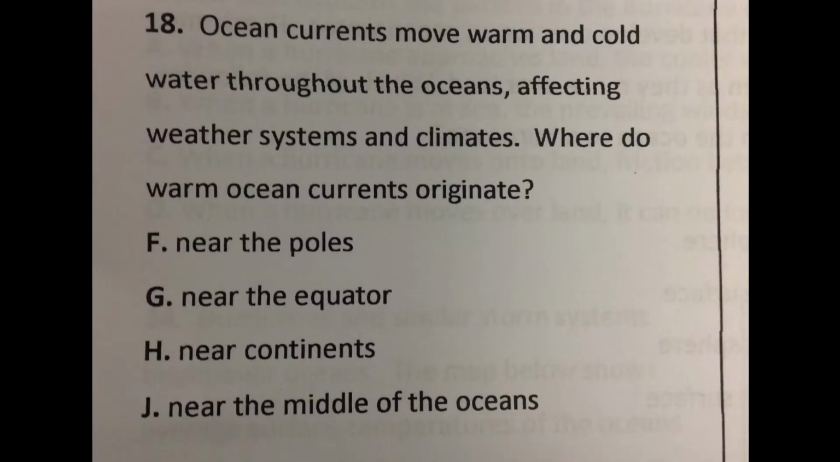Number 18. Ocean currents move warm and cold water throughout the oceans, affecting weather systems and climates. Where do warm ocean currents originate? F. Near the poles. G. Near the equator. H. Near continents. Or J. Near the middle of the oceans.